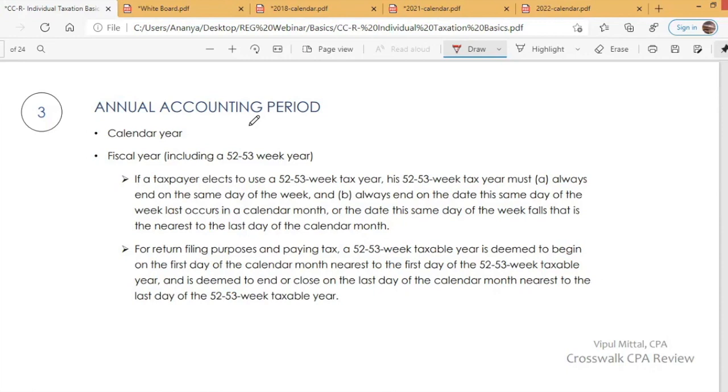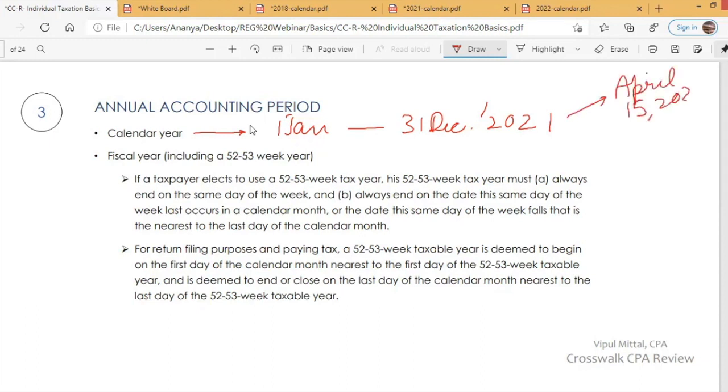If you take calendar year as your tax year, your tax year begins on 1st of January and ends on 31st of December. Calendar year, this is your tax year. So if we are talking about year 2021, you will compute your taxable income from 1st of January 2021 to 31st of December 2021. You compute your taxable income for this period, compute your tax for this period, and file your tax return by April 15th, 2022. You can apply for extension, obviously.